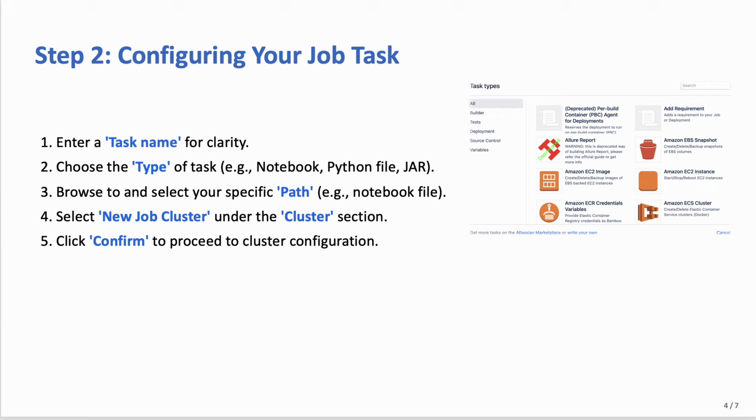Then configuring your job task. Enter your task name for clarity. Choose the type of task like notebook, Python, JAR. Then browse to select your specific path and select new job cluster under the cluster section. Click the confirm to proceed to the cluster configuration.